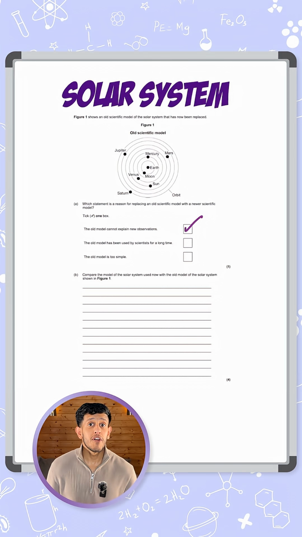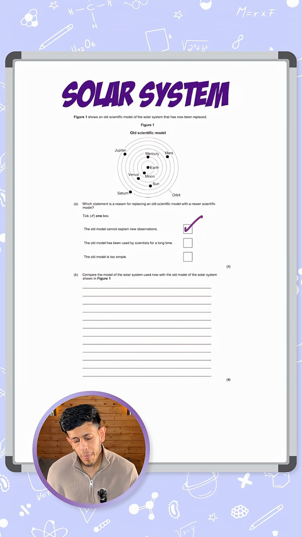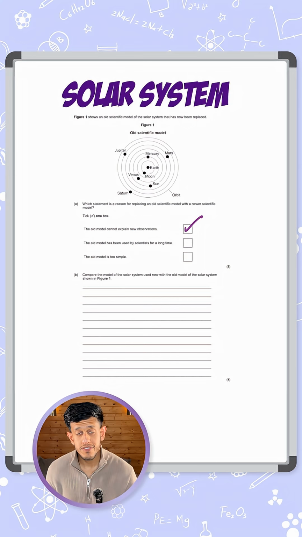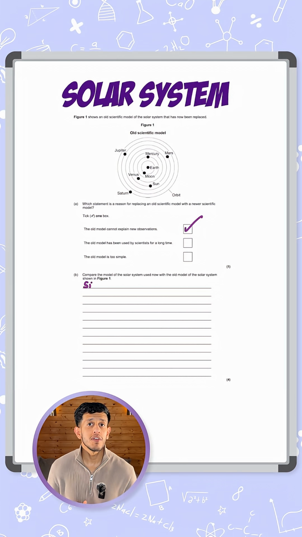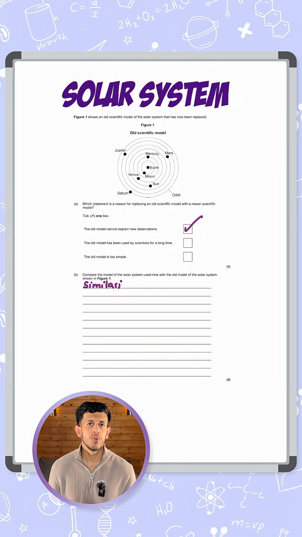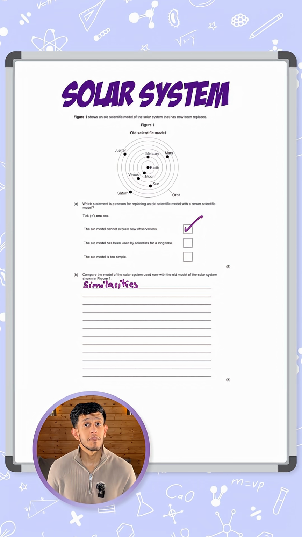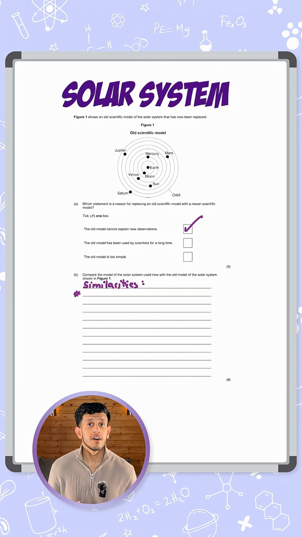So similarities first. There are several orbits and we can see the shape of the orbit. They are circular, or you could say elliptical. In reality, they're elliptical, but in the drawing they're circular. But in both the old model and the current model, they're shown in the same way. So we can say as a similarity, both orbits are circular or elliptical.